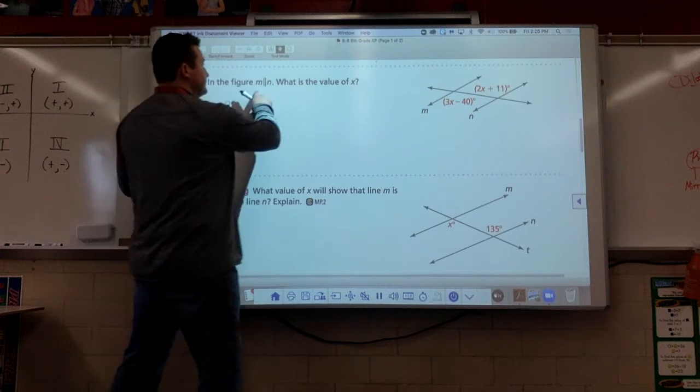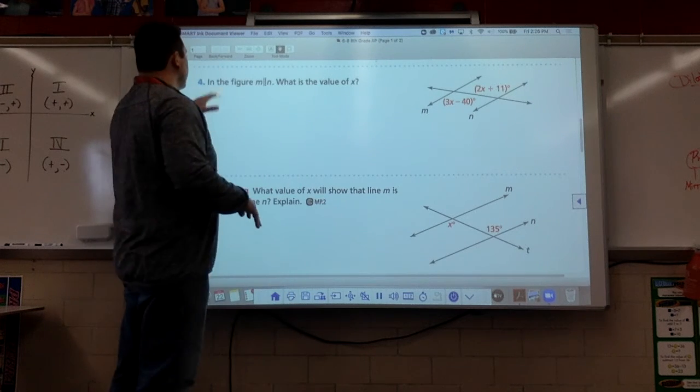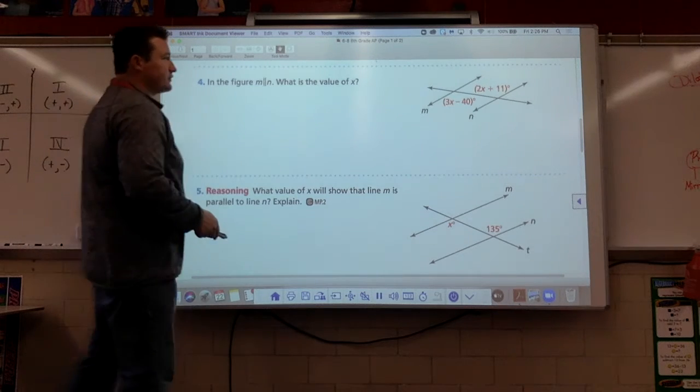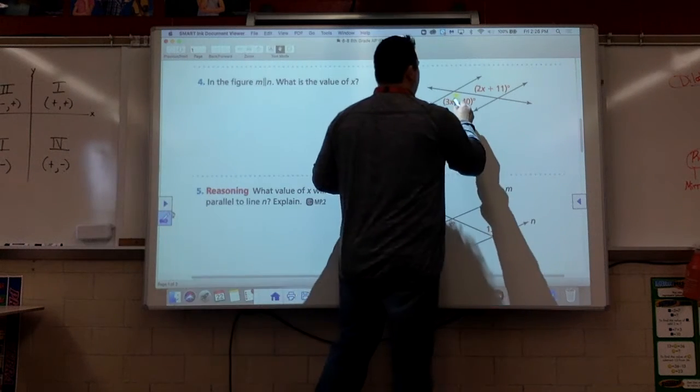Oh, these look like some sweet expressions. Oh, yeah, absolutely. Those look like alternate interior angles. You tell me I'm not good at this. Alternate interior. Okay. All right, so guys, look.